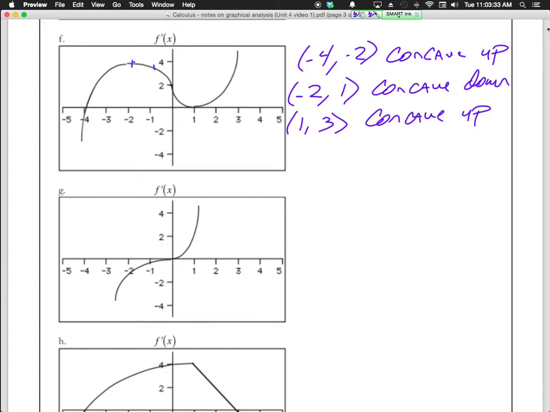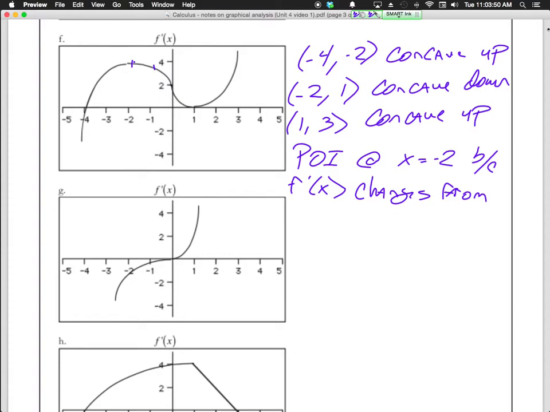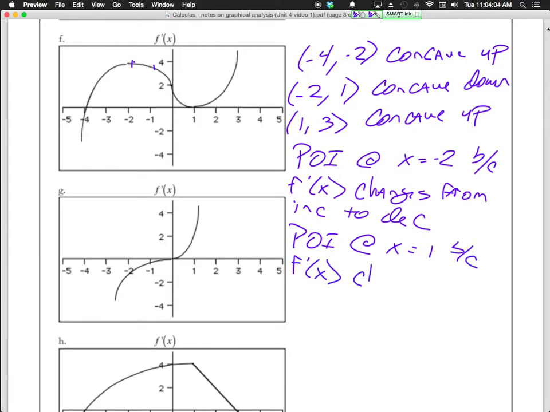Points of inflection of the function at x equals -2, because f of x changes from increasing to decreasing. All right. Do I have any more points of inflection? Where? At 1, because it changes from decreasing to increasing. Very nice, Shanine.